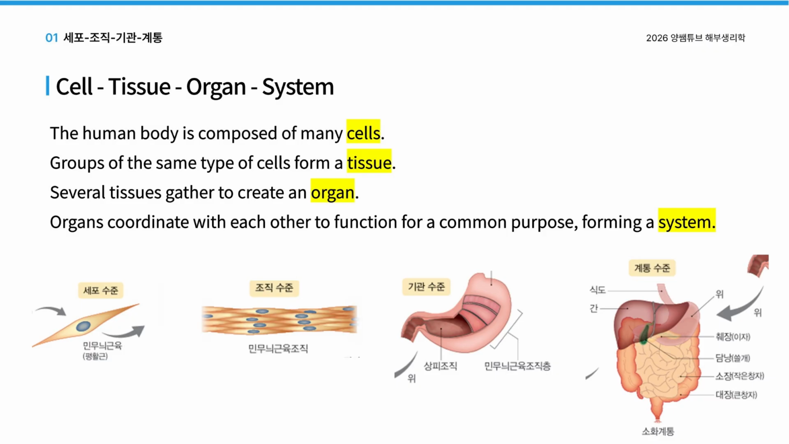Let's get started. Let's look at how our body is organized in 4 essential steps. First, the cellular level. The cell is the basic unit of life. Remember, our body has about 60 trillion cells. Second, the tissue level. Similar cells gather to form a tissue, like the muscle tissue you see here. Third, the organ level. Different tissues work together to create an organ with a unique function, such as the stomach. Fourth, the system level. Related organs team up for a common goal. For example, the stomach and intestines form the digestive system. Finally, these systems work together to form the entire human body.